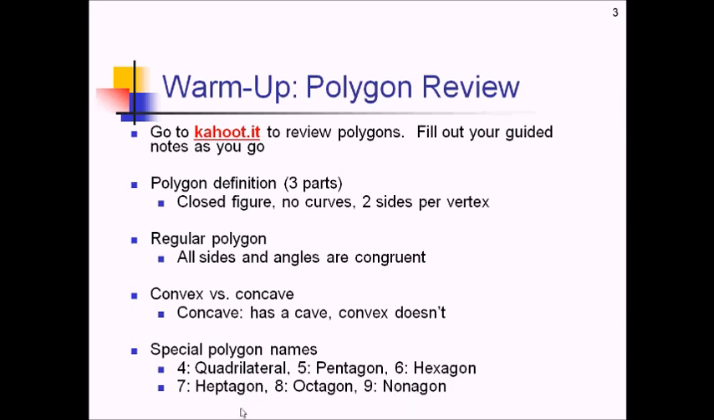For 10 sides, you've got a decagon. 12 sides is a dodecagon. And then if you have n sides, we just call that an n-gon. So in other words, if you have like a 13-sided shape, that's a 13-gon. A 52-sided shape is a 52-gon, and so on.